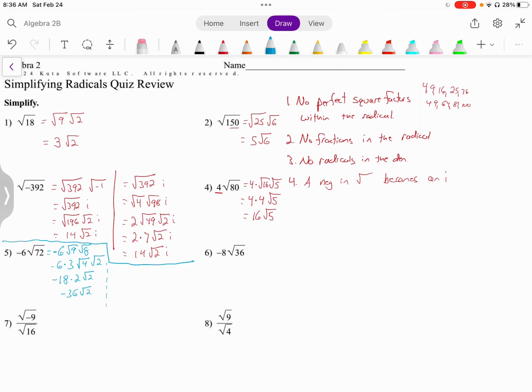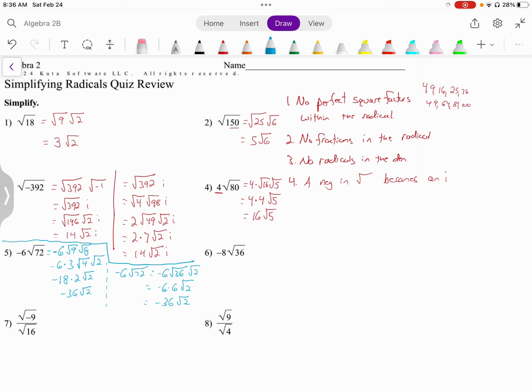Now, some of you might have realized to start with, 36 goes into 72 twice. So you could have done negative 6 and realized it's 36, which is a perfect square, times 2. Negative 6 times 6, because the square root of 36 is 6. And just another way to get the answer.